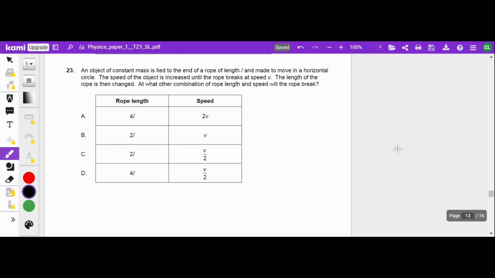An object of constant mass is tied to the end of a rope of length L and made to move in the horizontal circle. The speed of the object is increased until the rope breaks at speed v. The length of the rope is then changed. At what other combination of rope length and speed will the rope break?